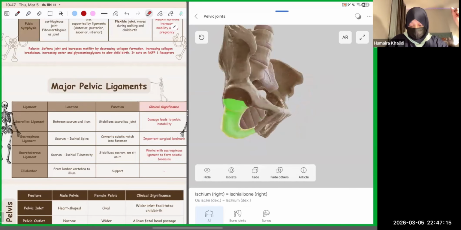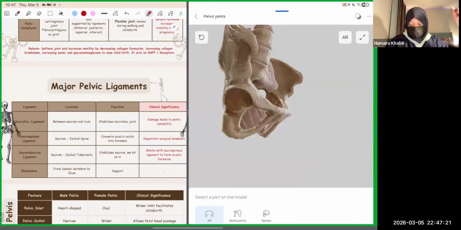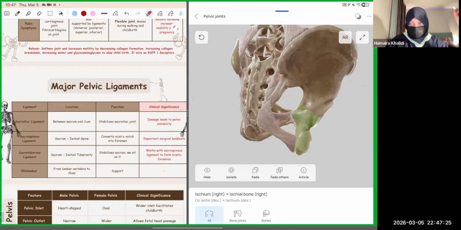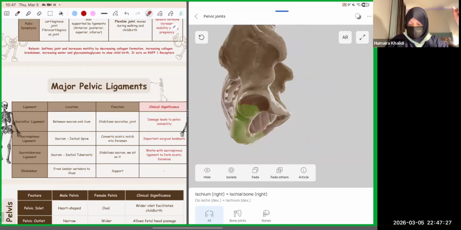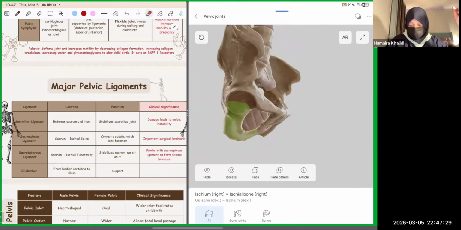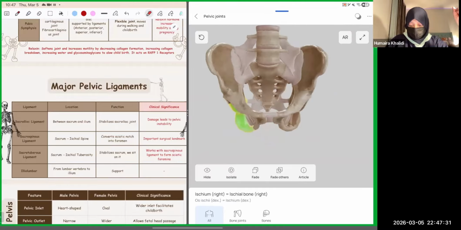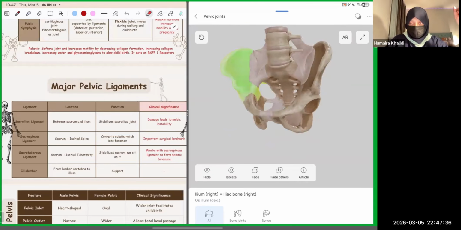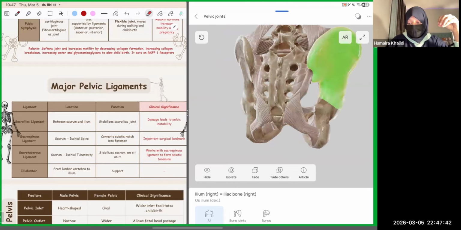Now, what do you need to know about the ischium? This is the ischium. The lower part is the ischial tuberosity. The thing that's protruding is the ischial spine. It makes a part of the acetabulum as well, along with the pubis a bit. And then you have the ilium. You have the anterior superior iliac spine, the anterior inferior iliac spine, the posterior superior iliac spine, and the posterior inferior iliac spine.